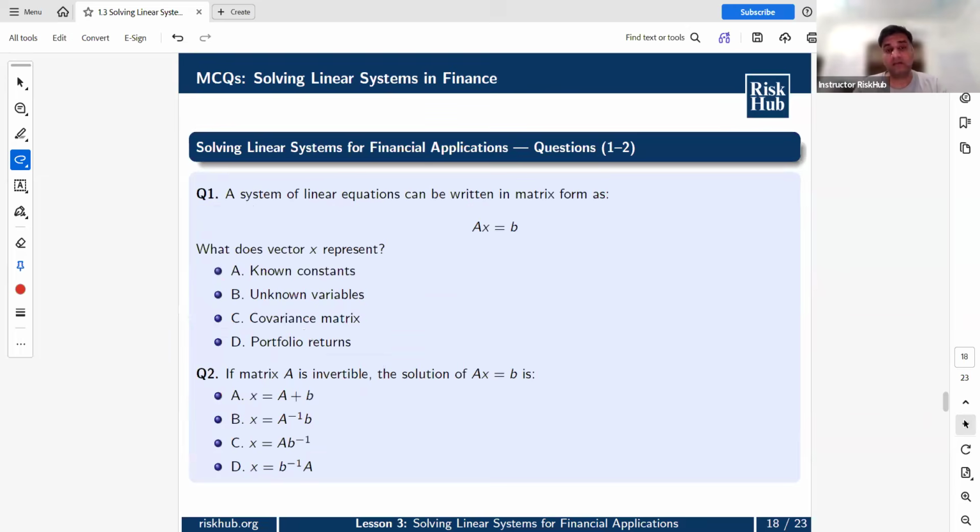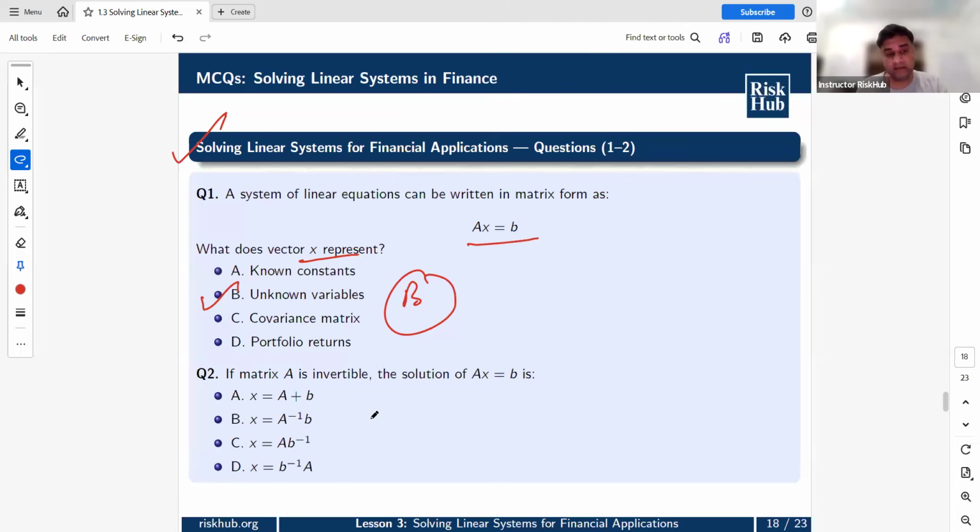Okay. Then we get into question number 18. Q1, a system of linear equations can be written in this form. What does vector x represent? Vector x represents your unknown variables. A contains your relationships. B contains your target, right?